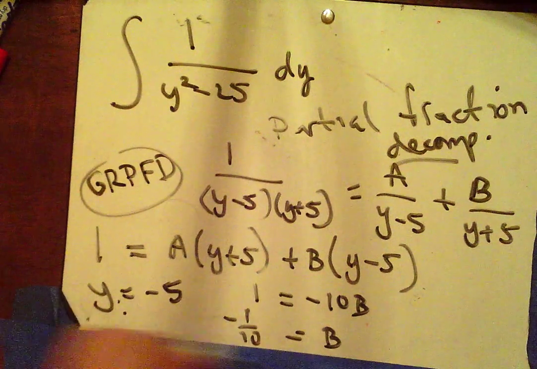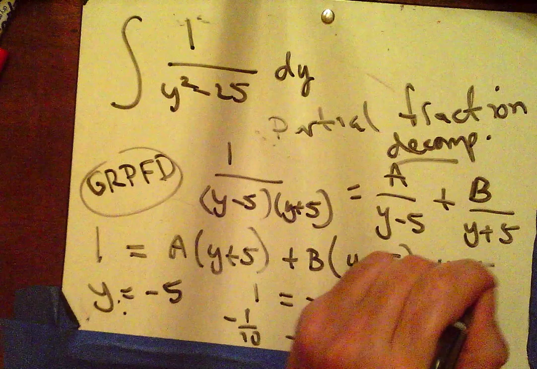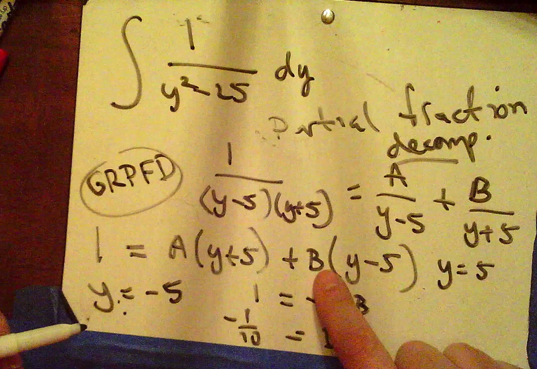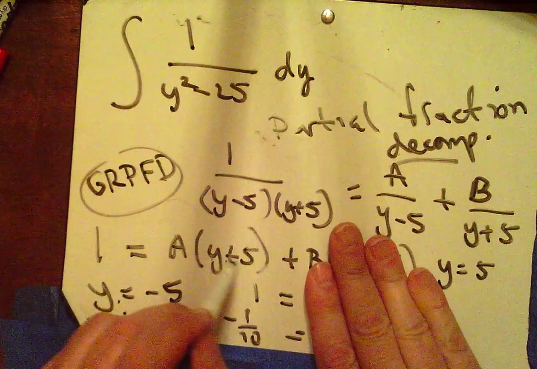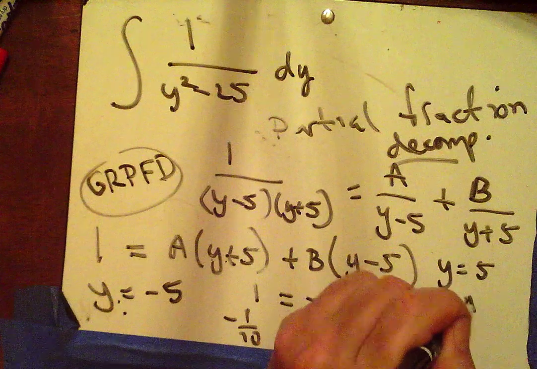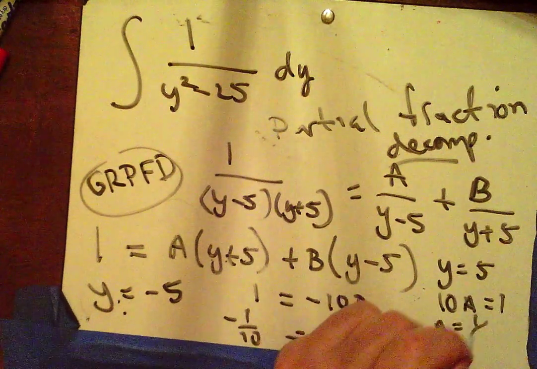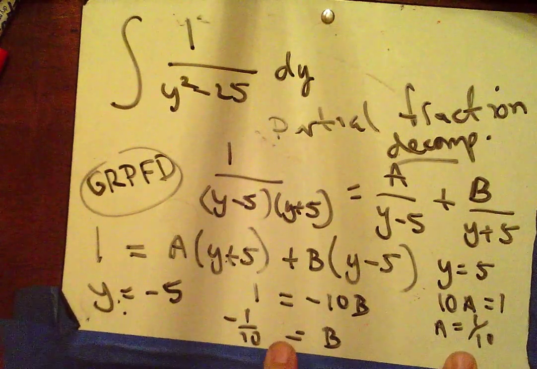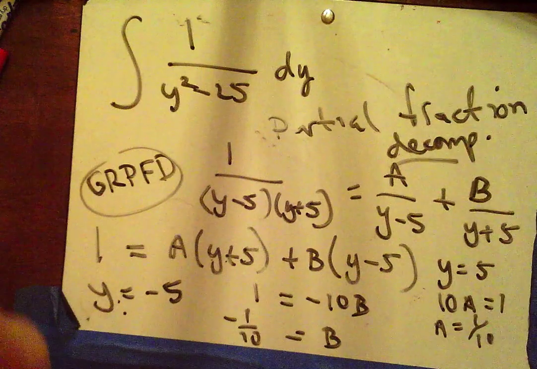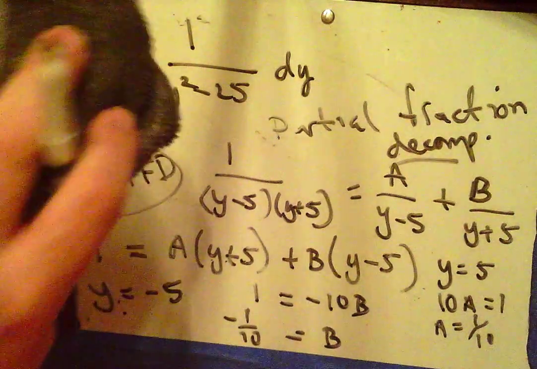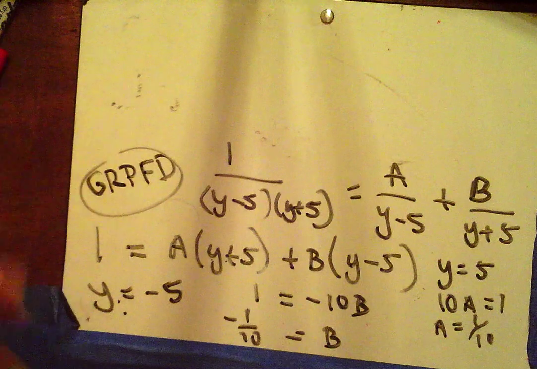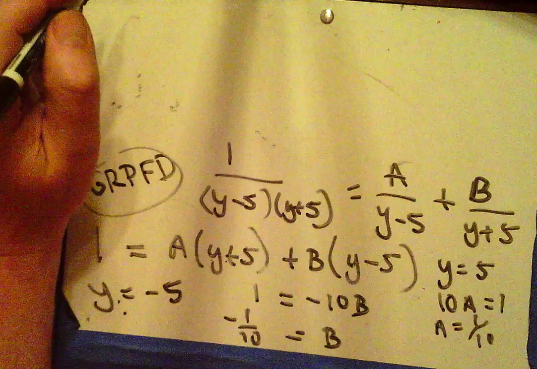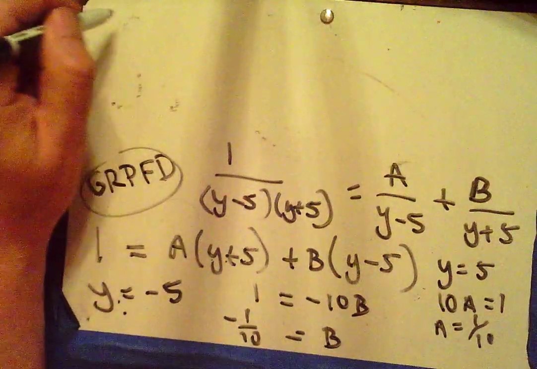Now, what if instead of plugging in y equals -5, we plug in y equals +5? Well, 5 minus 5 is 0. 0 times b makes that disappear. 5 plus 5 is 10a. 10a equals 1, so a equals 1/10. And we should know that while this time they came out to be opposites, they often have no relationship with each other. So don't try and say in your head, these values are always opposites or the same, because no, that's not true, and just do the partial fraction decomposition.